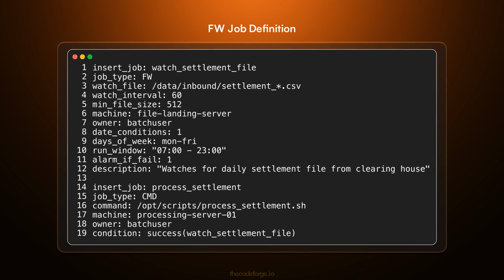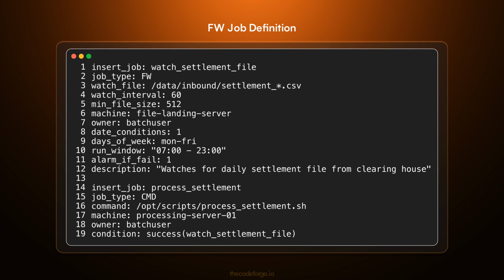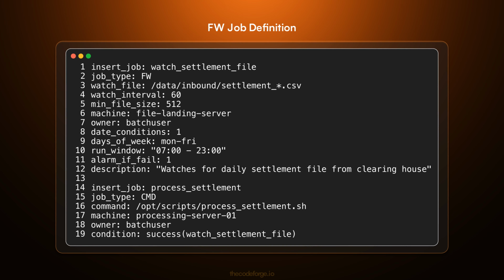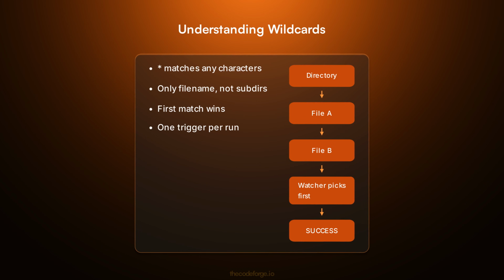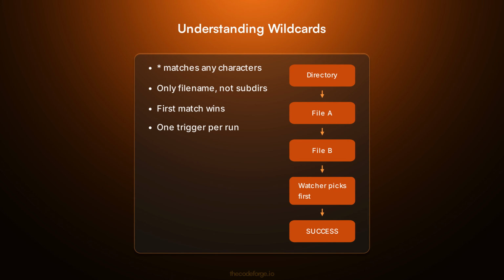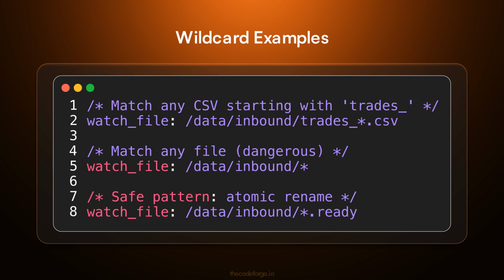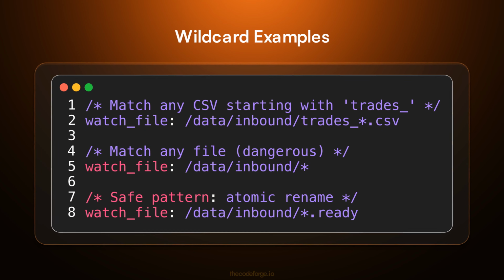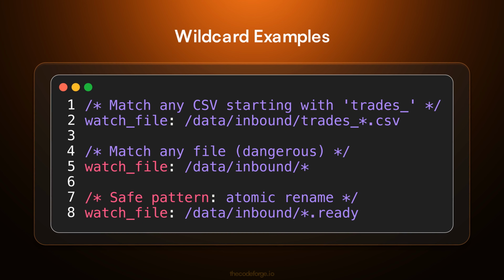Here's a real file watcher definition. It watches for settlement CSV files between 7 a.m. and 11 p.m., requires at least 512 bytes, and triggers a downstream CMD job on success. The watch_file attribute supports the asterisk wildcard, but it matches only the file name, not subdirectories. Crucially, the watcher triggers on the first matching file it finds. If multiple files arrive simultaneously, only one triggers. Be specific with wildcards. A broad pattern like data/inbound/* matches everything, including temp files. The safe pattern uses atomic rename: write to .tmp, rename to .ready, and watch for .ready.